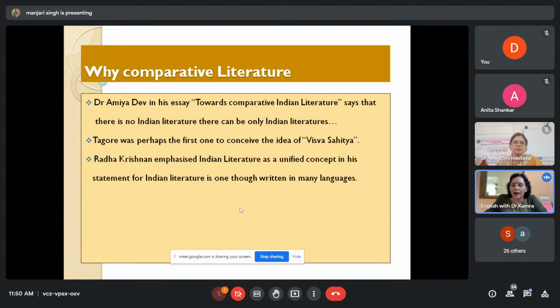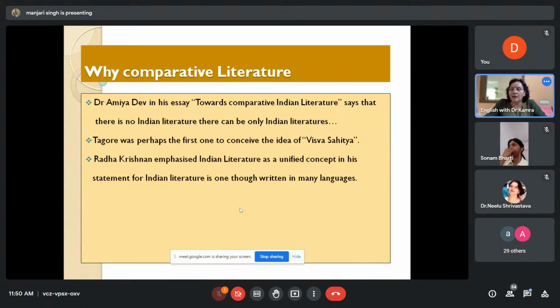So it is required that we come up with a lot of anthologies in which different literatures of different vernaculars are incorporated, and then they could be translated, as we have the case of Geetanjali Shree getting a wonderful crown for her Tomb of Sand. So Tagore was perhaps the first one to realize that India needs Vishwa Sahitya.